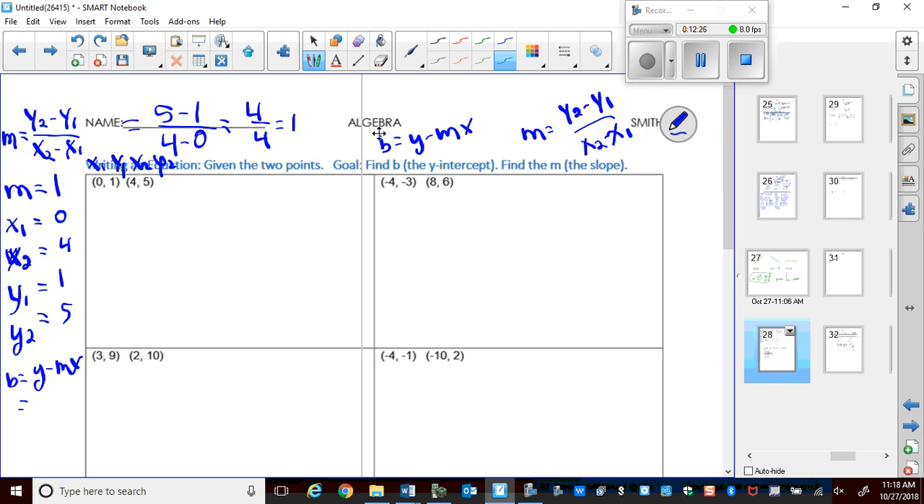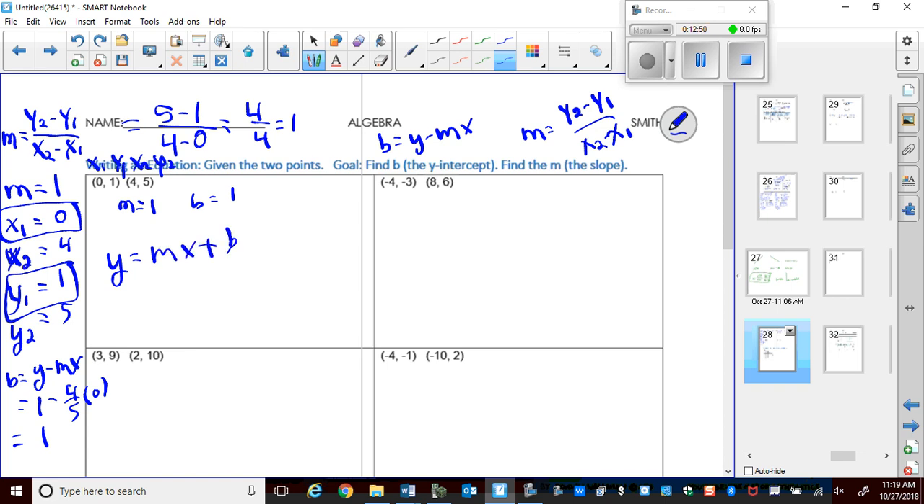Then we have b equals, we're going to use the first set of coordinates here. b equals 1 minus 4 over 5 times 0, which equals 1. Okay? So I have m equals 1, b equals 1. My equation is y equals mx plus b, or y equals 1x plus 1. Final answer. A lot of work there, but it works.